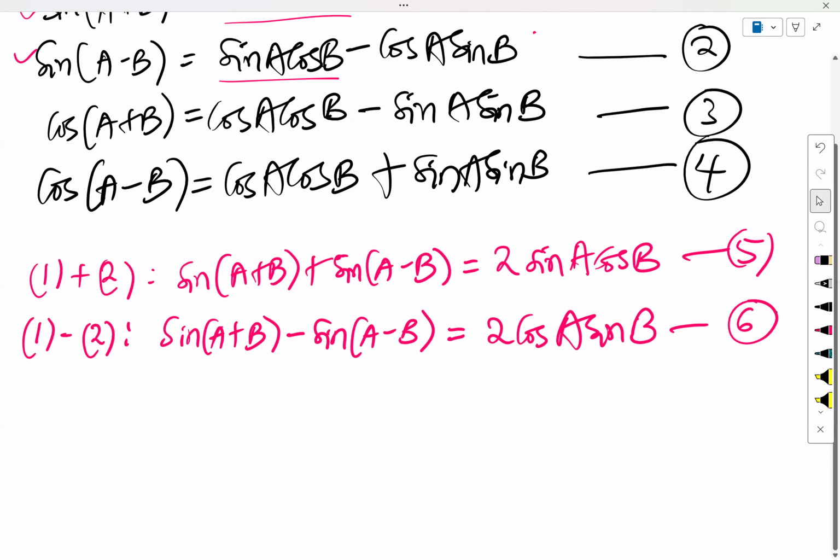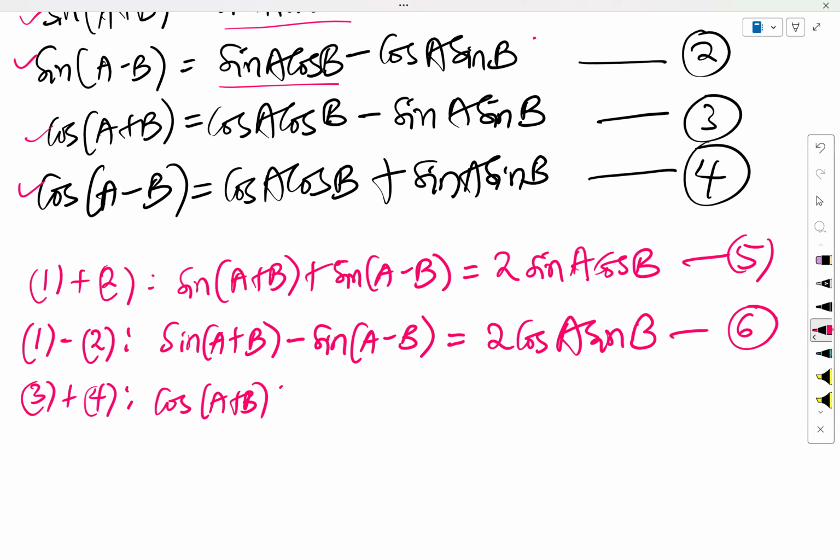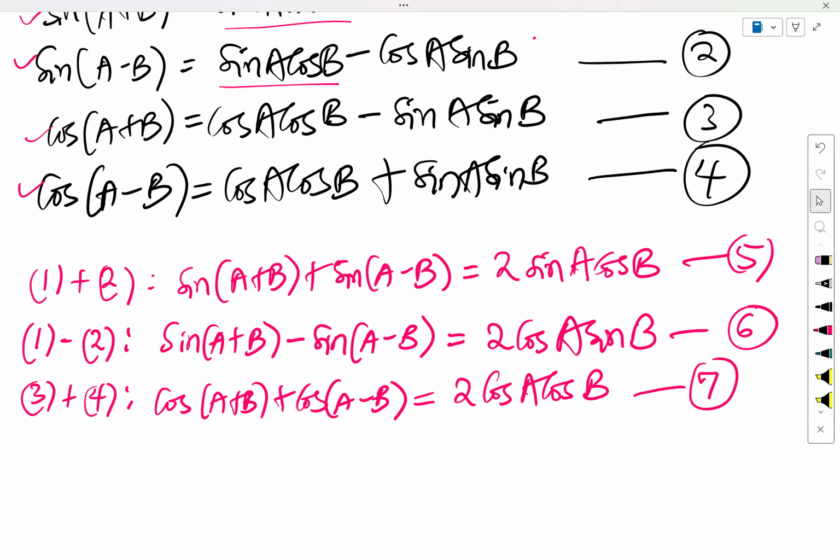Can we talk about the cos expressions? So what if you have equation 3 plus equation 4? That means you have cos A plus B plus cos A minus B, and that is equal to cos A cos B plus cos A cos B. That's simply 2 cos A cos B. Call that equation 7.